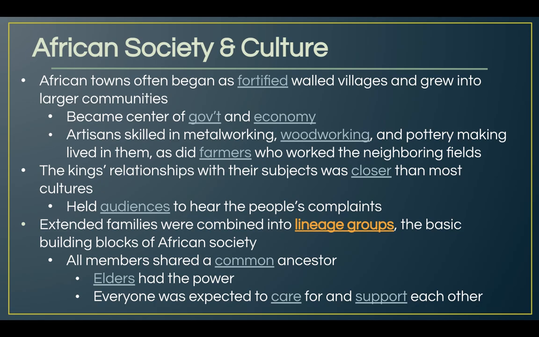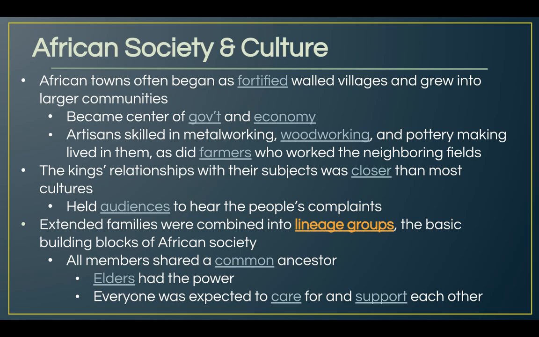So African towns began as fortified walled villages, and then they grew into larger communities. So what ended up happening is they would build a big wall, and they would put people in it. People would build houses and stuff in it, and then the village would grow. Well, the problem is the wall doesn't just move. So sometimes they would build another wall outside that, but oftentimes they wouldn't. And so you would have like a fortified area, and then outside that you would just kind of have the outskirts of the village.